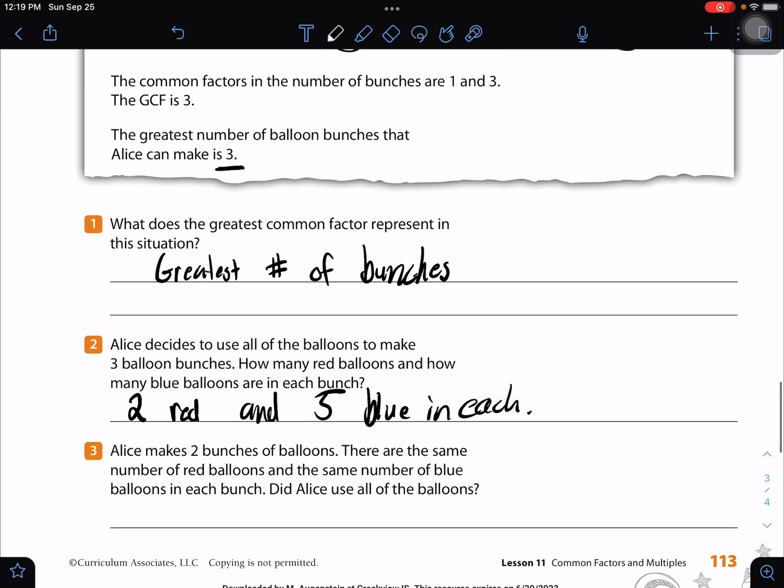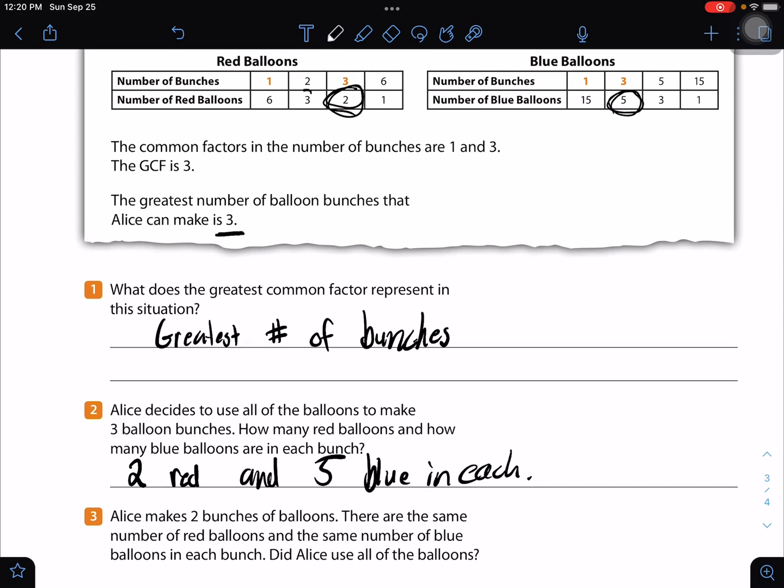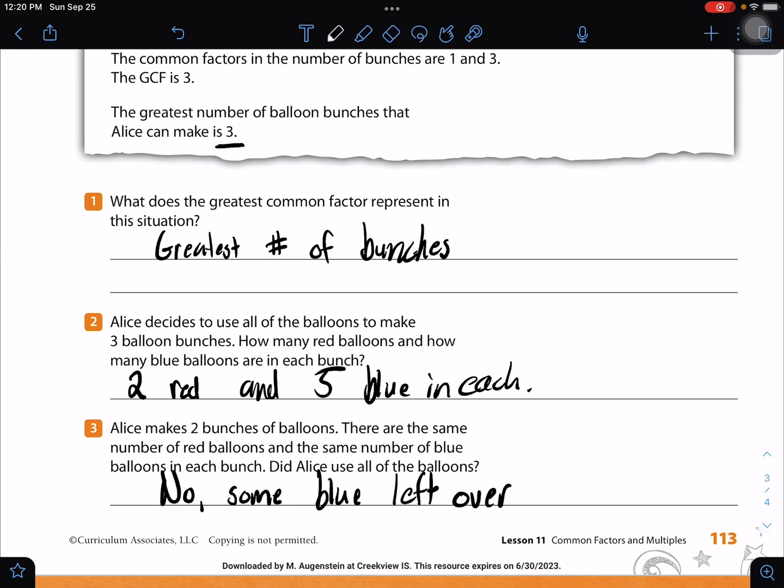Last one. Alice makes 2 bunches of balloons. There are the same number of reds and the same number of blues. Did she use all of them? Well, if she uses 2, there'd be 3 reds in each. Ooh, but blue doesn't have a factor of 2. So did she use all of the balloons? No. Some blue are left over because 15 is not an even number. Hopefully you got all 3 of those correct.